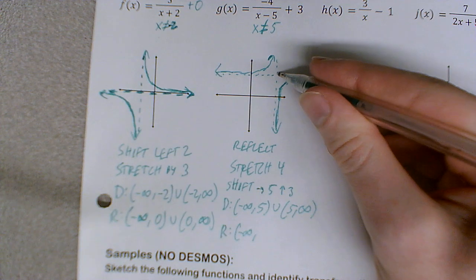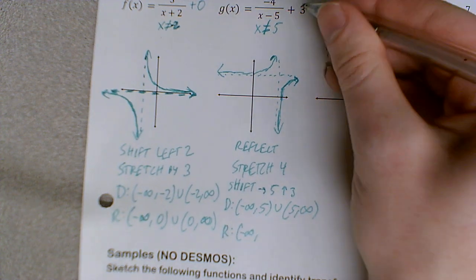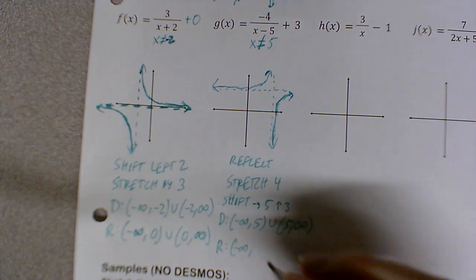All right. Range, we can't include the value of positive 3 because that's k, that's where our horizontal asymptote is.